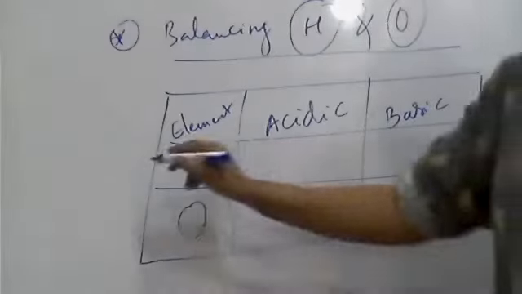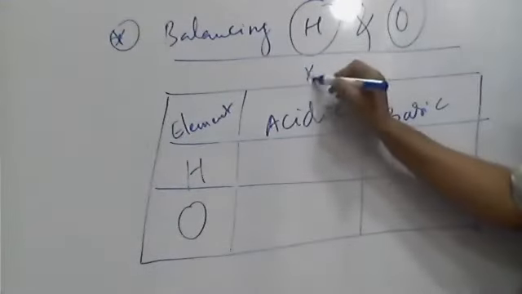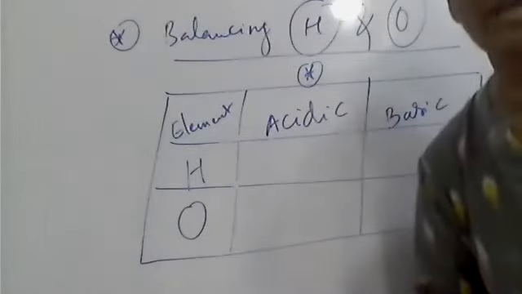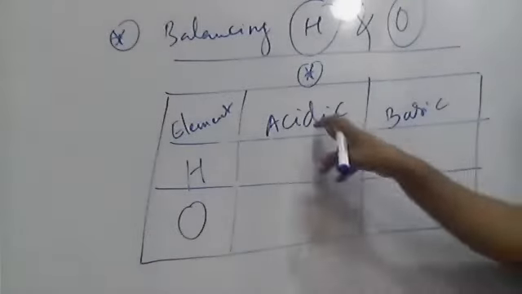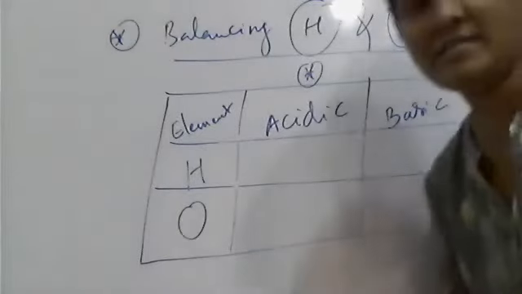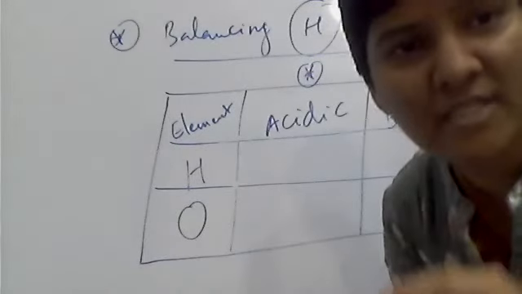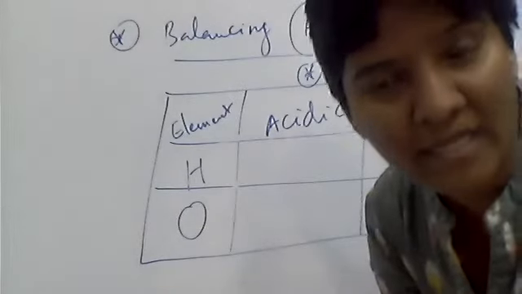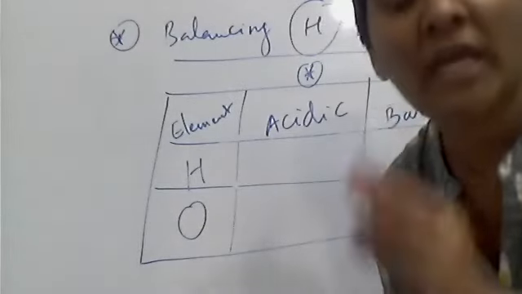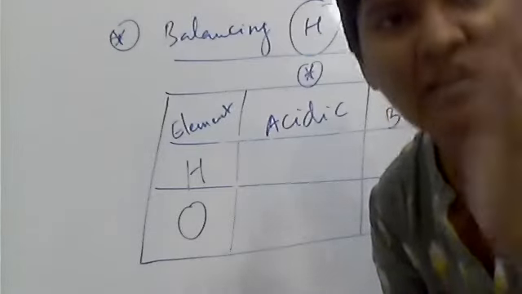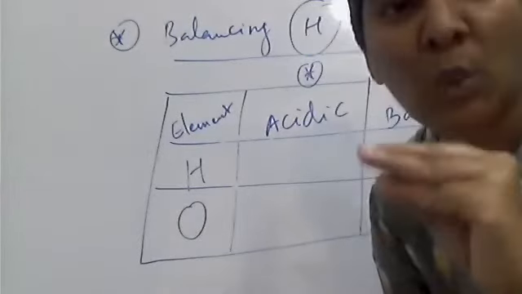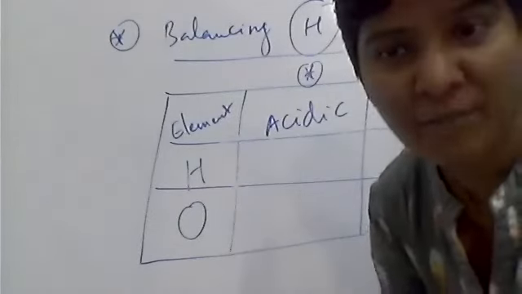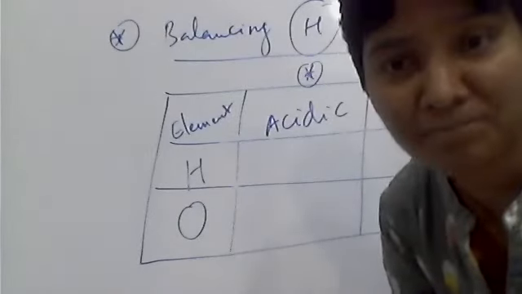So first consider how to balance the equation in acidic medium. How to balance the hydrogens and oxygens in acidic medium. To balance the hydrogens in acidic medium, on whichever side, left or right, the hydrogens are fewer, you have to add H plus ions. You have to add H plus ions.